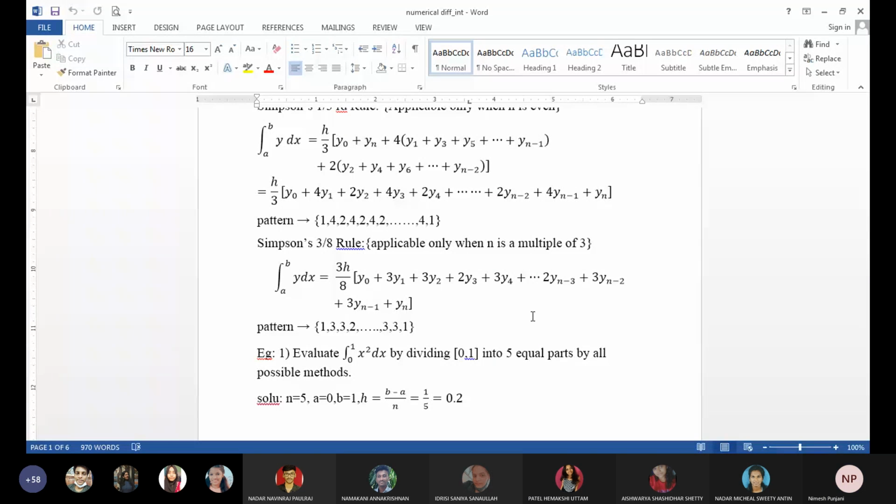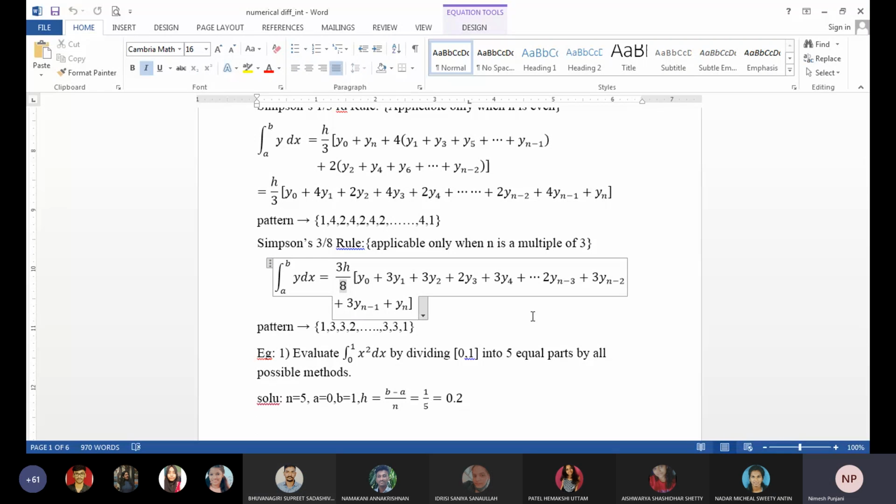4. It is the number of points or it is the number of parts? Number of parts. n is the number of parts in which the interval a to b is divided.